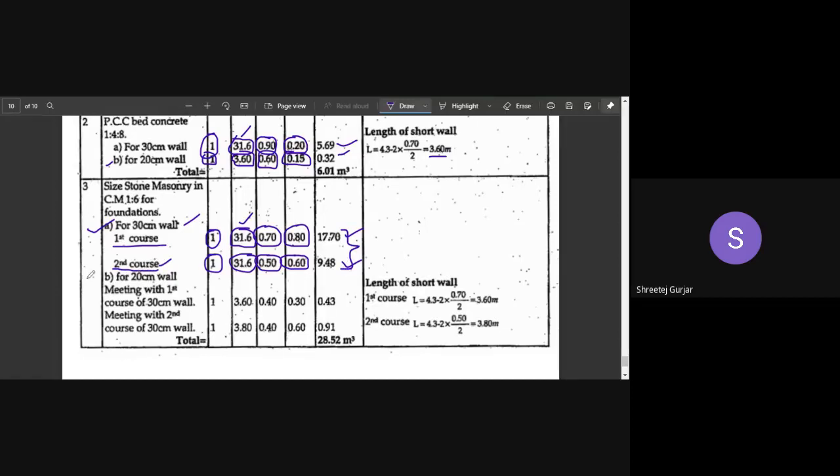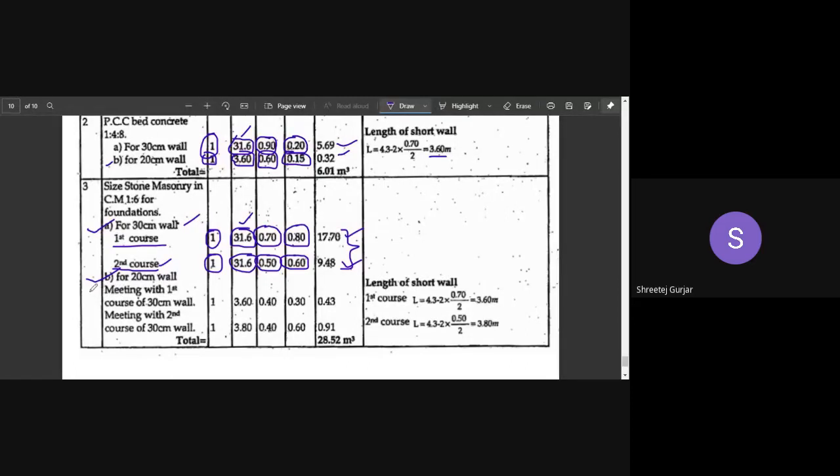Coming to your 20 centimeter wall, last part. So we have to check the levels, and we have to check whether the width is more in the 30 centimeter wall than your 20 centimeter wall. So whenever we are calculating for 20 centimeter wall, we need to check the thickness or width of the 30 centimeter wall at the same level of a 20 centimeter wall. And if the width is more than a 20 centimeter wall, what we do is we use the width of the larger 30 centimeter wall. So that is what we will do here.